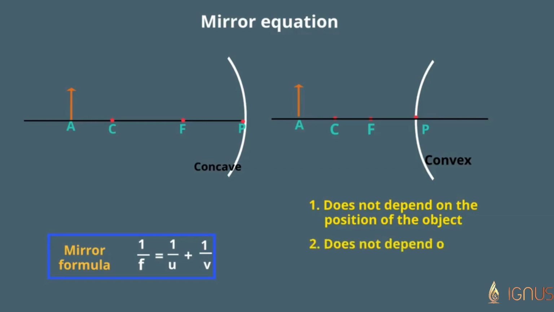What if instead of a concave mirror, we had a convex mirror? It wouldn't change the formula. Yes, this formula is true for all types of mirrors, convex as well as concave.